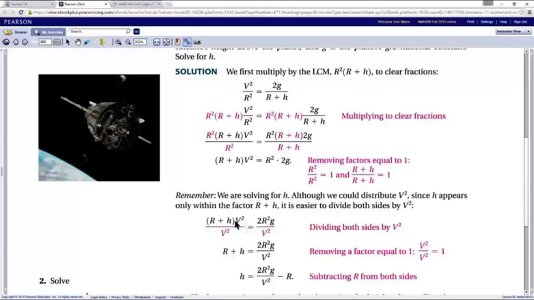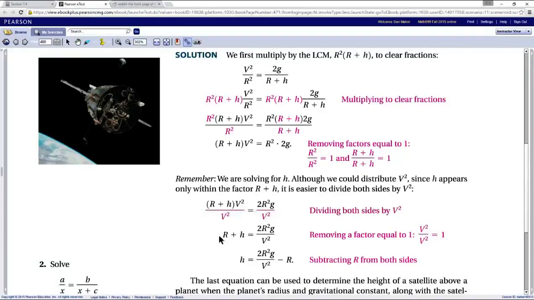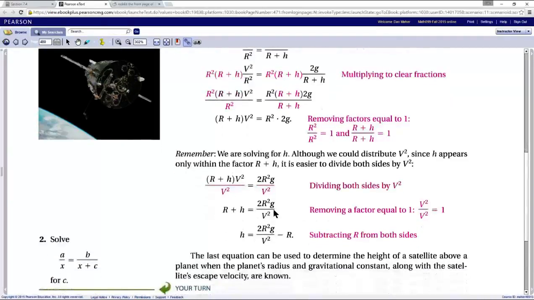If I distributed this v squared times this quantity, now I got 2 terms with the h value in it. Okay? Well, let's just not do that. I mean, I can, as long as I follow the rules, they took 1 over v squared times both sides, or they say dividing by it. I'd say the reciprocal of that again. I'm about to quit saying that over and over. But, well, since that is 1, that's why we did that. I end up with this new equivalent equation. Now it's getting easier to solve for h, right? So I add a negative r to both sides, or subtract r, and I end up with h equals 2r squared g all over v squared minus r.